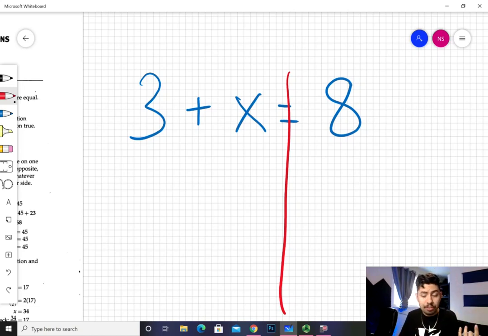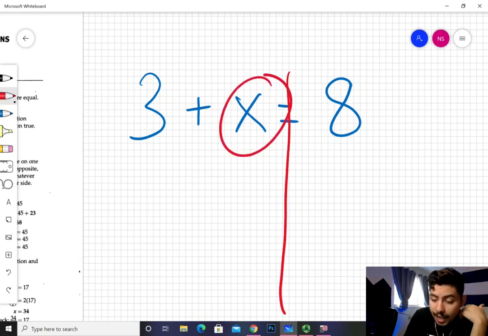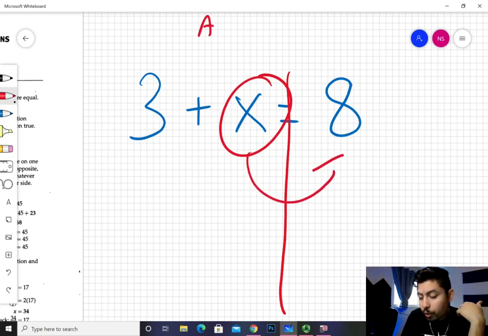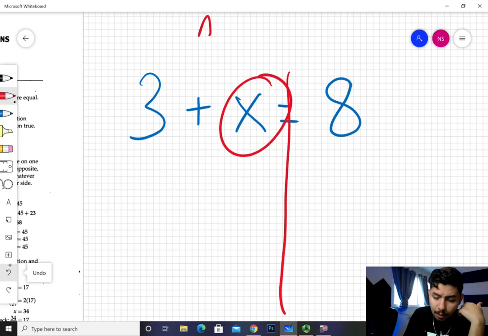Don't worry about how to move it just yet. Just determine, if you needed to move something from one side of the line to the other side of the line, what would it be? Would you move the X from this side, side A, over to side B? Is that what you want to do?